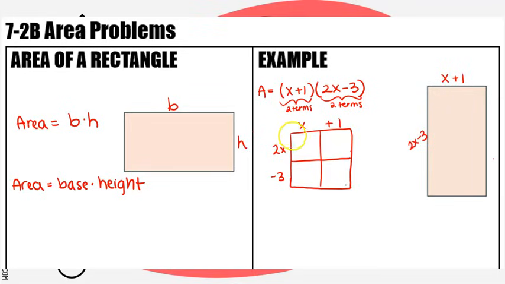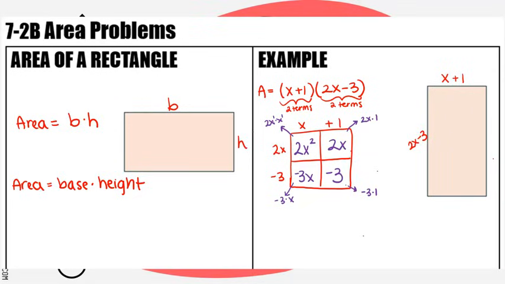So in this first one, again, you do not have to show this work, but I'm just showing my work so you know how I'm doing this. 2x times x. Well, 2 is the only number. And then when I have an x times x, that's an x to the power of 2. In this next box, I'm going to take 2x times 1, which gives me 2x. In the bottom box, I get negative 3 times x, which is negative 3x. And in the last box, I have negative 3 times 1, which is negative 3.